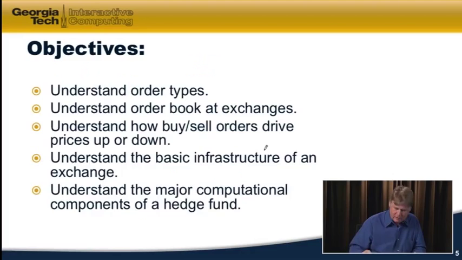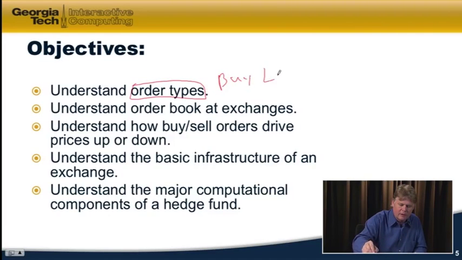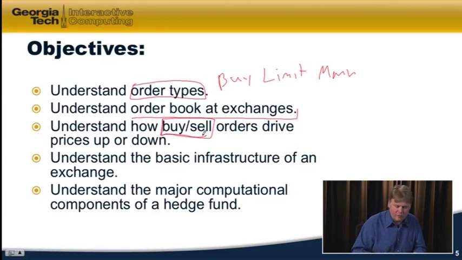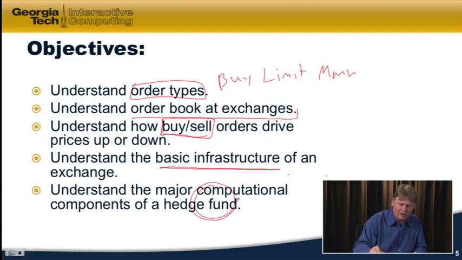Okay, that's it. Quick recap of what we've covered in this module. Order types: buy, sell, limit, market. We talked about how the order book works at exchanges, how buying and selling drive prices up and down. Talked about the basic infrastructure of an exchange and brokers and market makers. And in this last video, we talked about the computational underpinnings of a hedge fund.